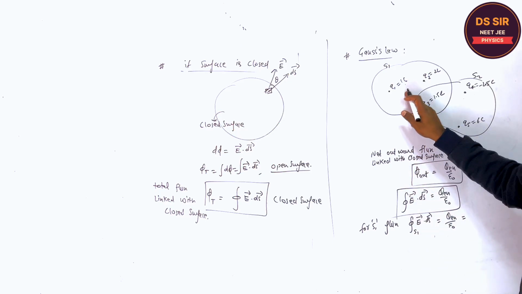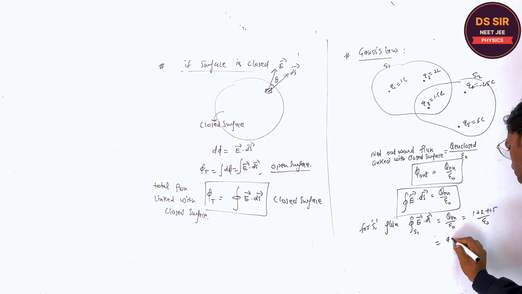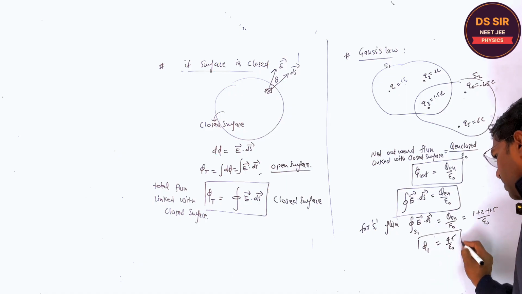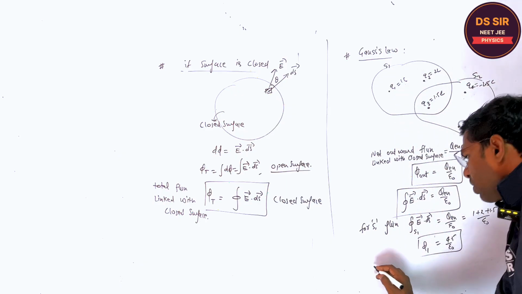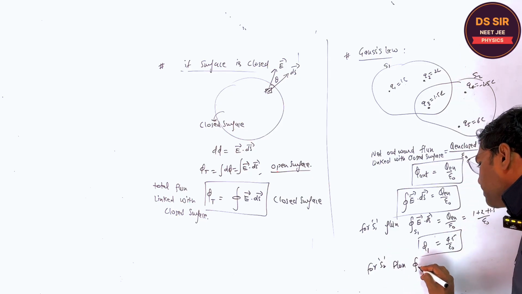1 plus 2 plus 1.5 divided by epsilon naught. So this is equal to 4.5 divided by epsilon naught. This is the flux linked with surface S1. For surface S2, what is the flux linked with that?